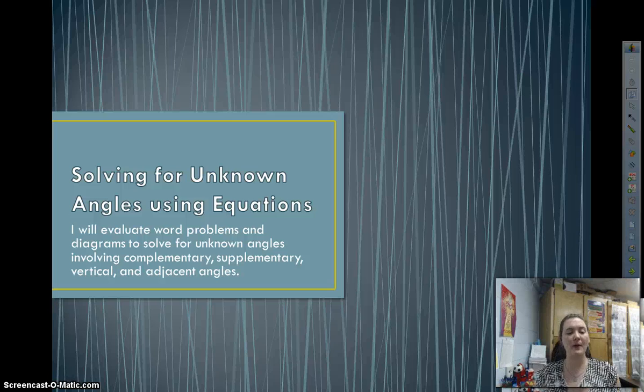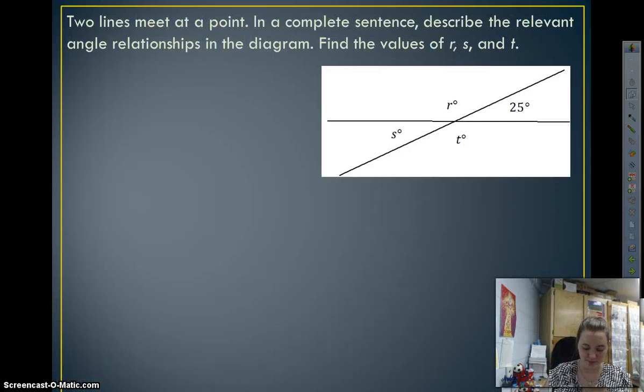So our notes, the topic is solving for unknown angles using equations. Our objective is I will evaluate word problems and diagrams to solve for unknown angles involving complementary, supplementary, vertical, and adjacent angles. So our first problem to look at.